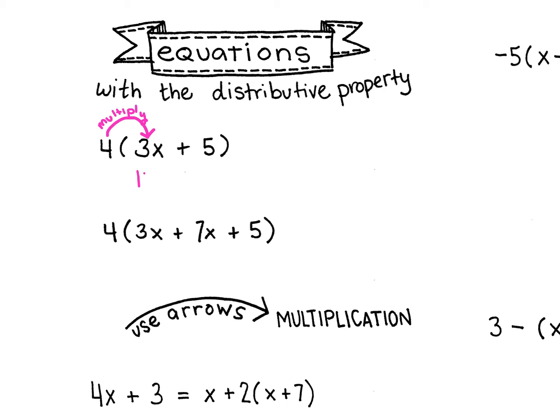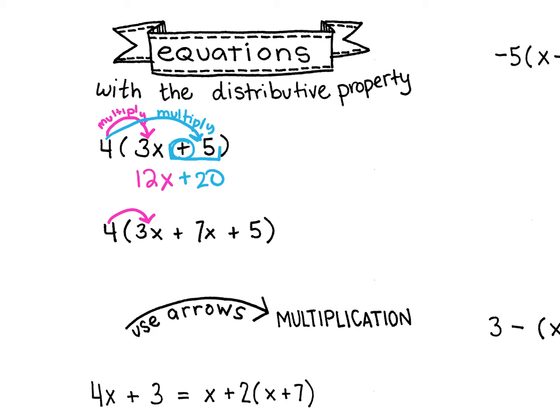4 times 3x is 12x. Then we're going to take this 4 and we're going to bring it to this, and you're going to keep the sign with it. You're going to think multiply. 4 times positive 5 is positive 20. And that's how you're going to multiply. Let's try it one more time.